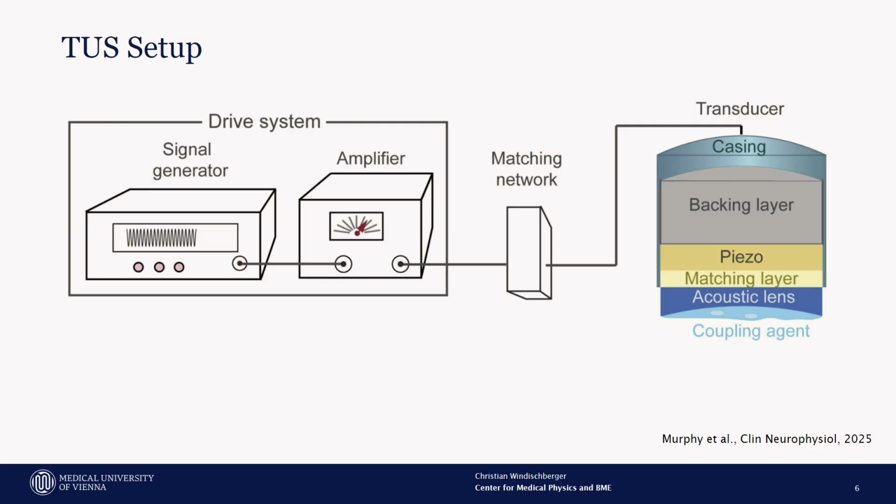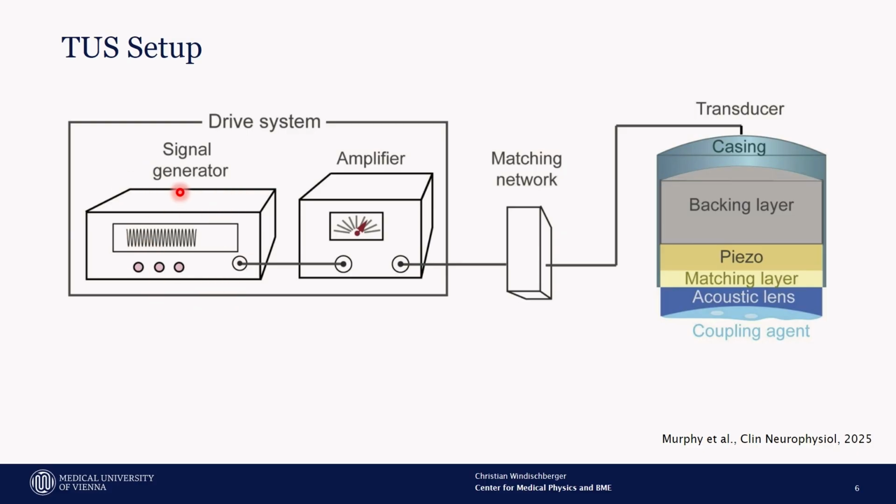This is the tFUS setup. This is a classical setup if you are using low-intensity, also high-intensity, focused ultrasound in an experimental setting. So what we have here, let's just open up the laser pointer. Yeah. So we have a driving system. And this driving system consists of a signal generator. This is what's producing the ultrasound frequency. Typically we use something between 200 kilohertz up to 1 megahertz.